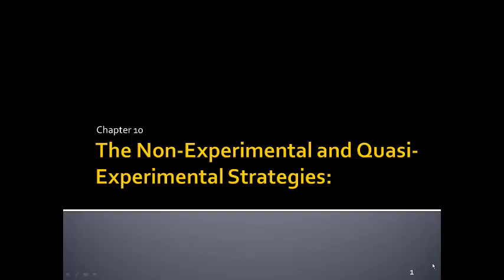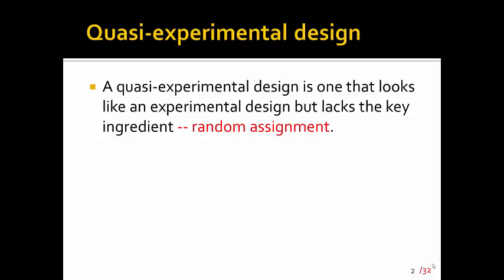Chapter 10: Non-experimental and quasi-experimental research. The difference between a true experimental research and a quasi-experimental research is random assignment.